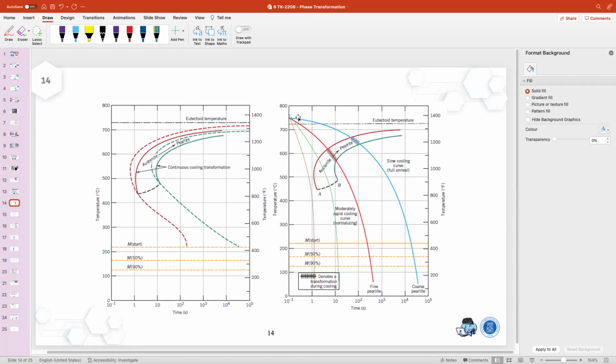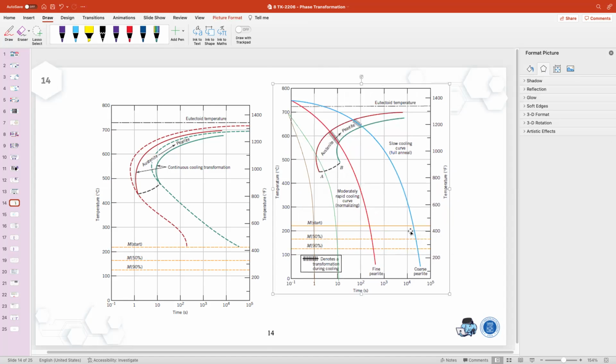So the way it cools is actually from here. This part shows you the slow cooling, "pendinginan perlahan." Okay, so like the continuous cooling, for example, how many degrees Celsius per minute of the cooling.